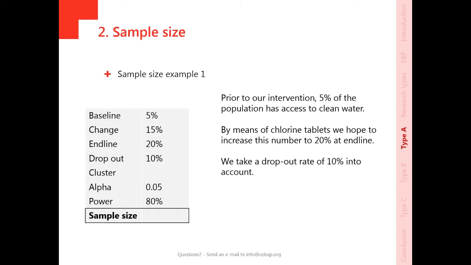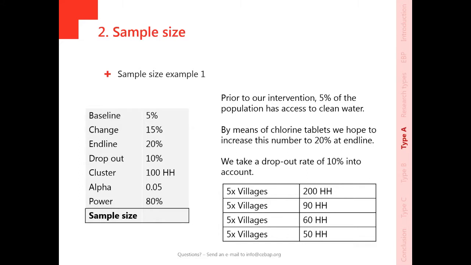So if you include a certain sample at baseline, we can expect that by the second measurement, some people will have moved, other people won't want to participate, some people are ill. There are many reasons for why people don't want to participate at the endline measurement, but you should take a certain dropout rate into account. In this example, we set it at 10%. And then finally, the cluster refers to the size of your villages.